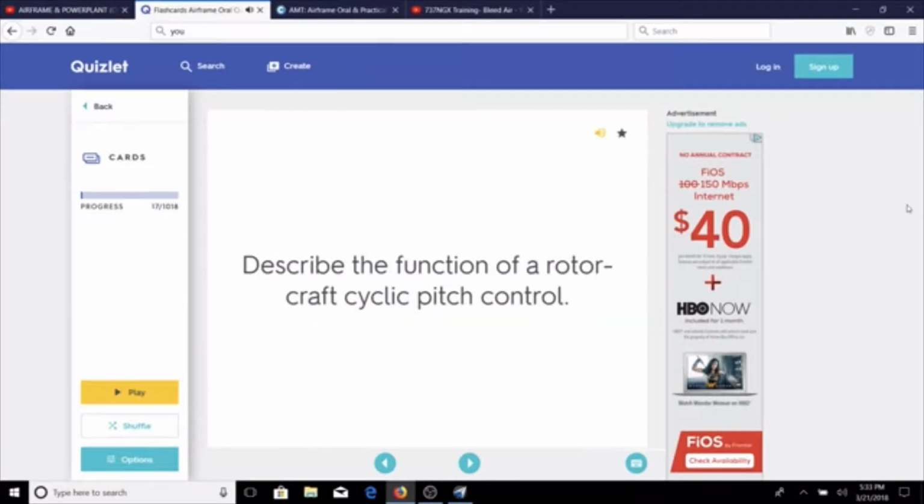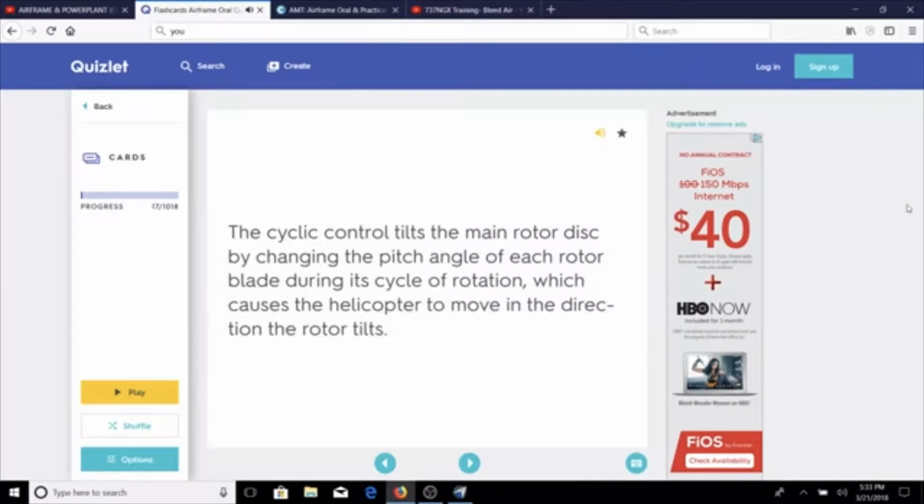Describe the function of a rotorcraft cyclic pitch control. The cyclic control tilts the main rotor disc by changing the pitch angle of each rotor blade during its cycle of rotation, which causes the helicopter to move in the direction the rotor tilts.